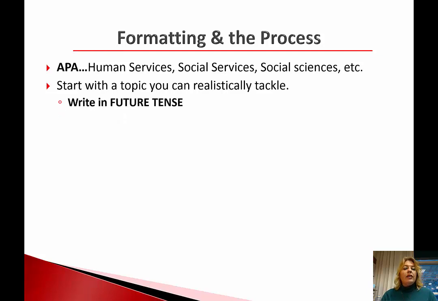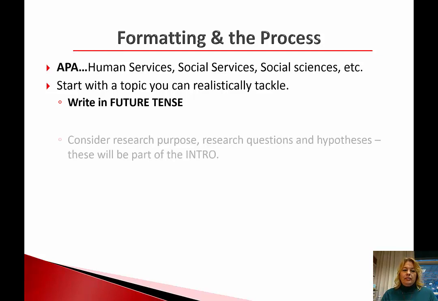You're going to write everything in the future tense. A proposal is proposing to do something someday that you hope to have the opportunity to do if it is approved and if it's funded. So everything is written in the future tense. The researchers will. The project aims to. The study aims to. The investigators plan on, etc. All of it is in future tense.